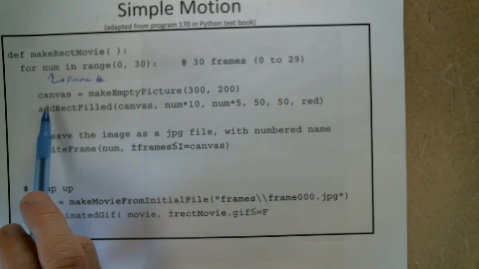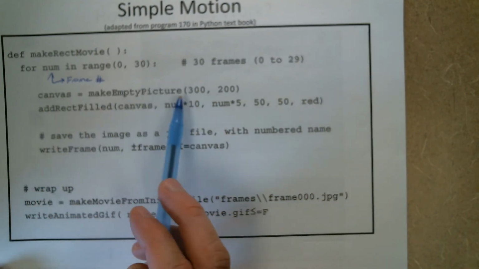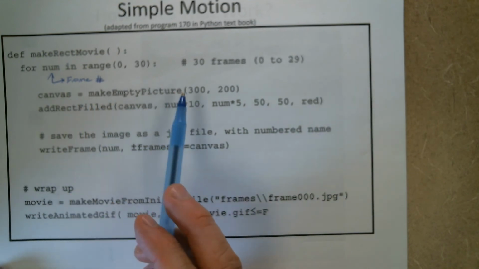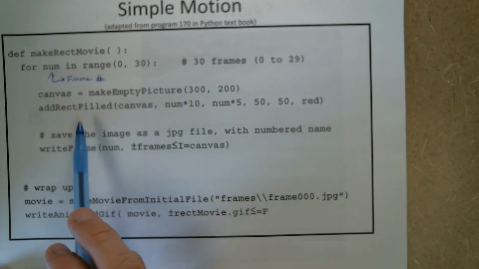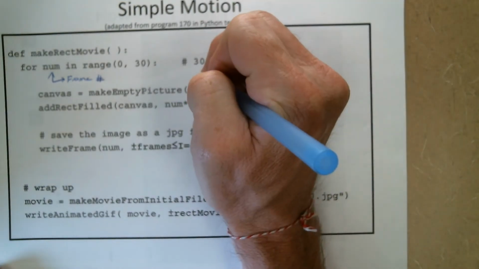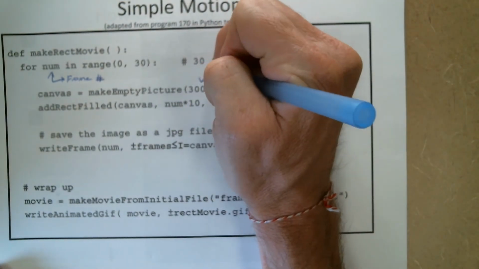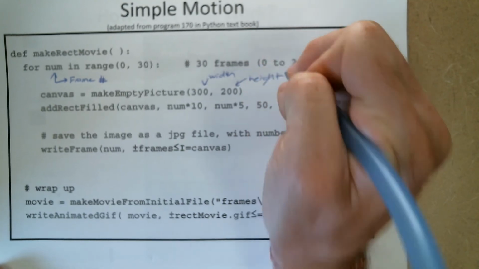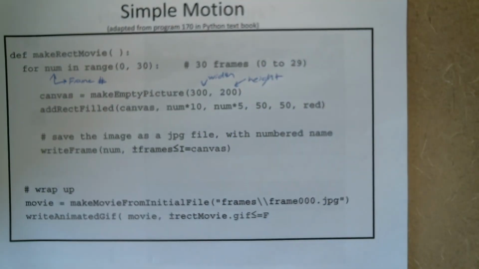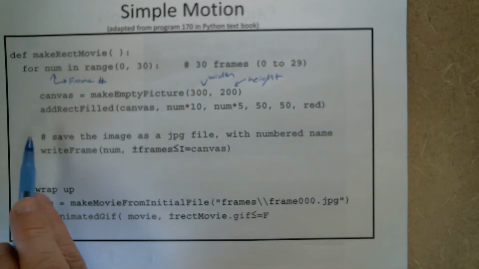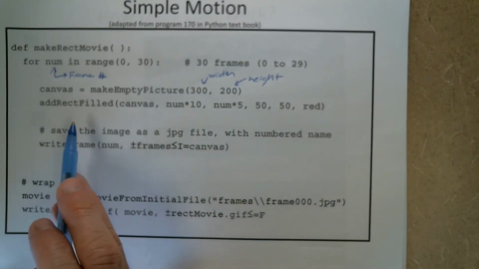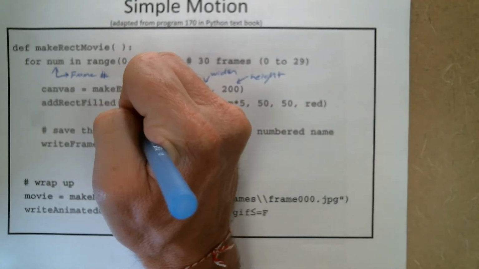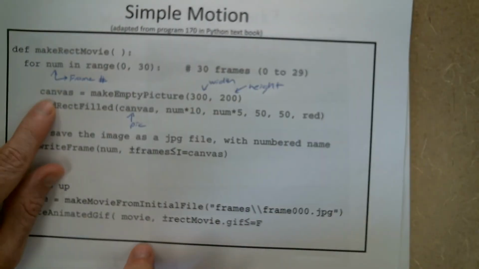Every time through the loop, we're making a brand new empty picture. And then we're drawing. When we make the empty picture, just a reminder, this is your width and this is your height. So I'm making a picture that's 300 by 200. And then I'm creating a rectangle inside of that picture, which is the canvas I just created.